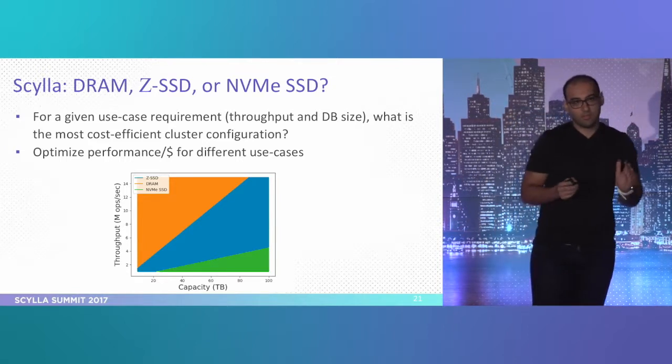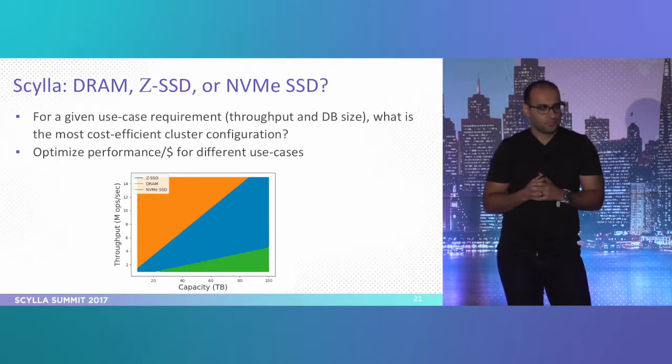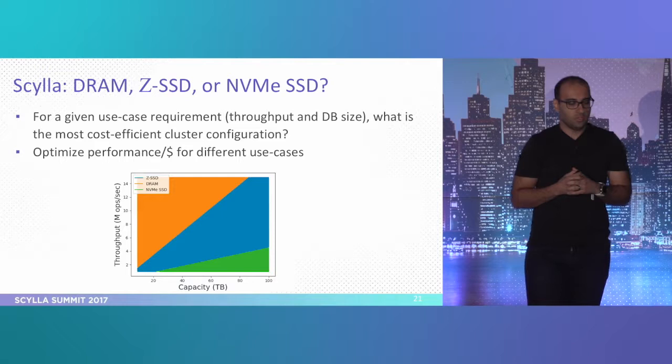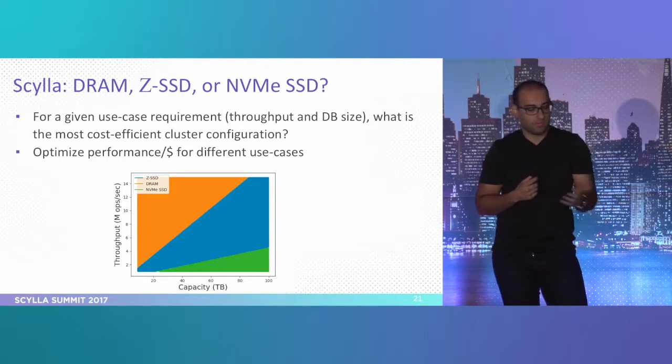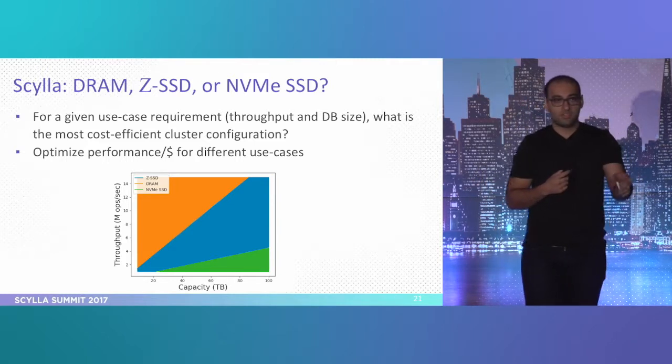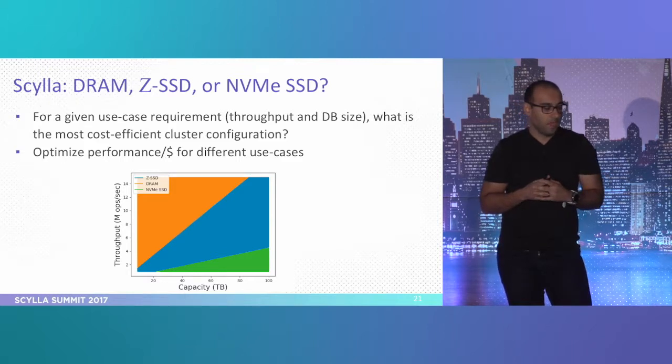Then there's this area in the middle where, from the viewpoint of performance per dollar, Z-SSD could play a new role. This could give system architects a new option to choose from when they build their clusters. The lines over here are the borders of these three regions, and they depend on the cost of these devices. When their cost changes, the borders could shift a little to the left or right.